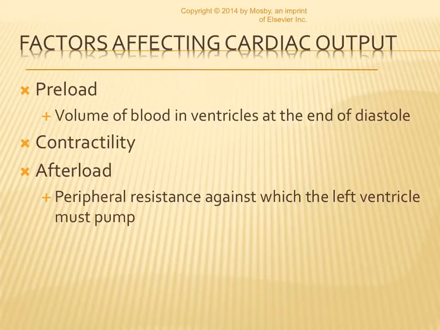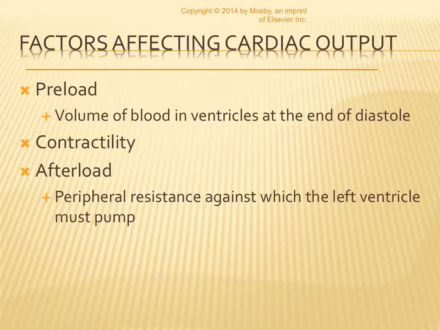Okay, a couple of things we have to talk about in regards to the mechanical system of the heart. We have something called stroke volume. Stroke volume is the amount of blood ejected with each heartbeat. We also have cardiac output, which is the amount of blood pumped by each ventricle in 1 minute. You do have a normal cardiac output of 4 to 8 liters per minute.